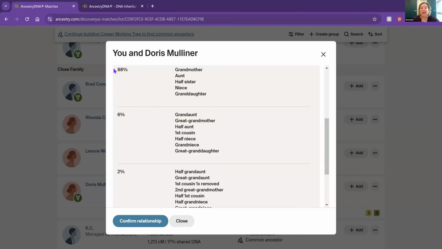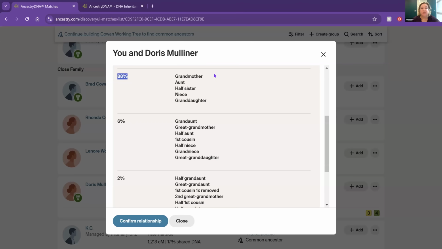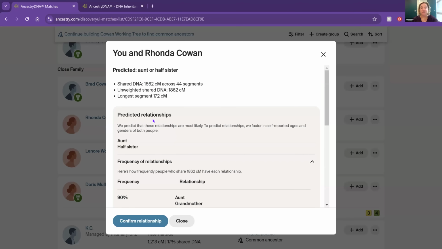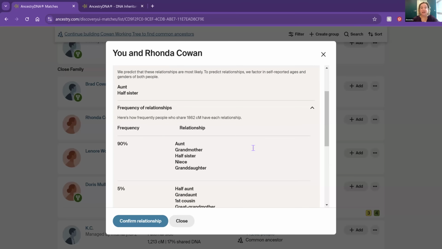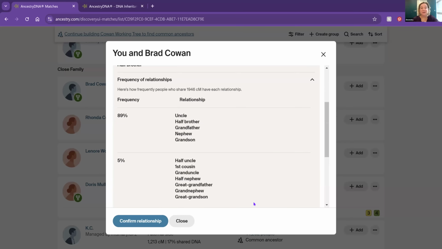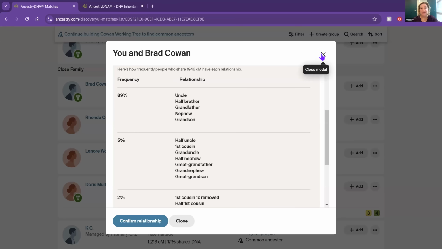Now, it's an 88% frequency that 21% of shared DNA is this kind of a relationship, but there are outliers that say it could be one of these other relationships. And so we just always provide you with that chart that you can come in and take a look and see what are the other possible relationships based on this amount of shared DNA, okay?